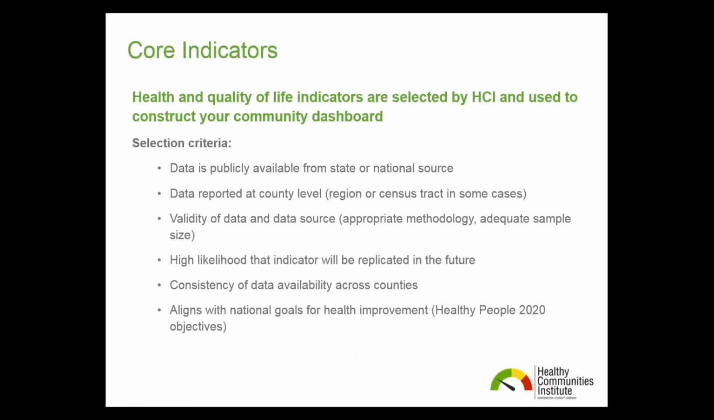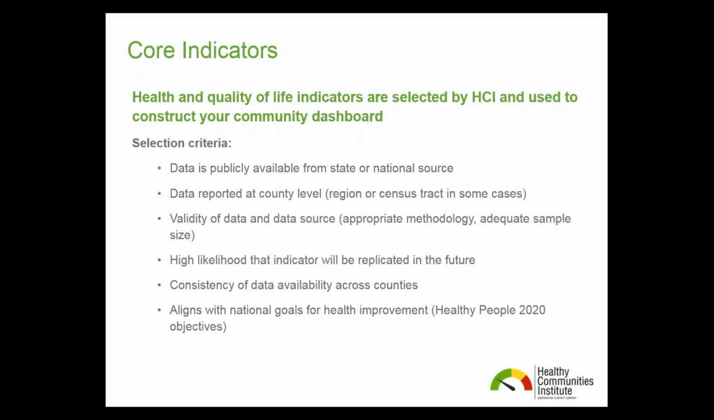Core indicators. Health and quality of life indicators are selected by HCI and used to construct your community dashboard. Selection criteria includes data that is publicly available from state or national sources, data that is reported at the county level, and sometimes region or census tract level. We monitor the validity of data and data source. We look for the appropriate methodology, adequate sample size, etc.